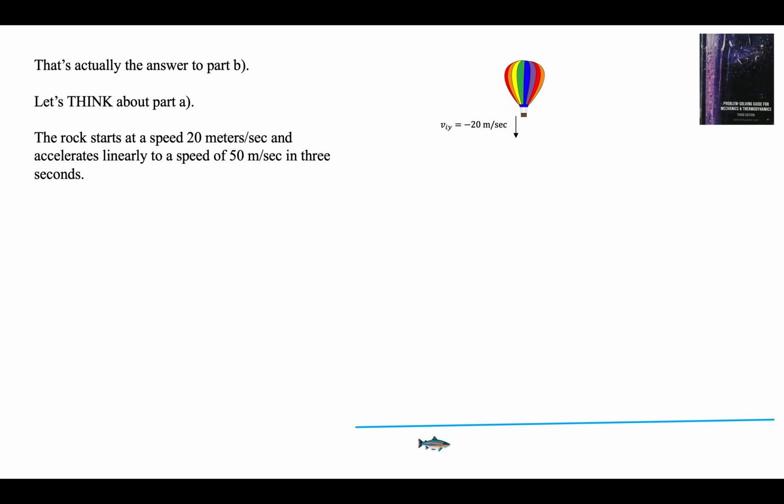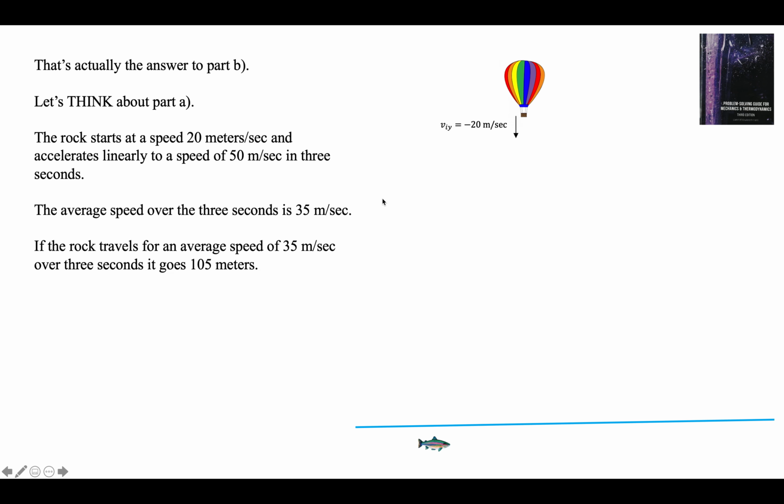How can we get the distance? Well, distance is rate times time. Speed times time, we need the average speed. We add them up and divide by 2. 20 plus 50 is 70, divided by 2 is 35. 35 is right in the middle of 20 and 50. We can use that as a representative speed, 35 meters per second for 3 seconds. That's 105 meters. There's an equation. Distance is average speed times time.